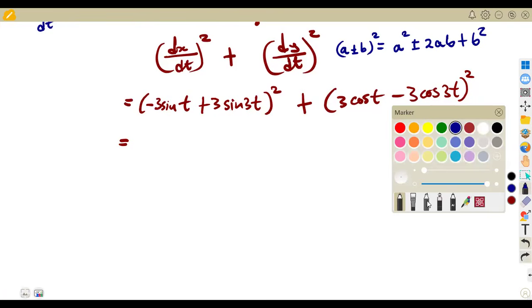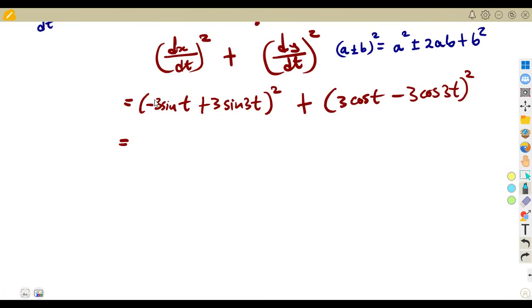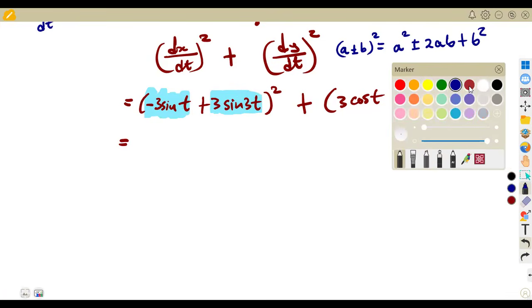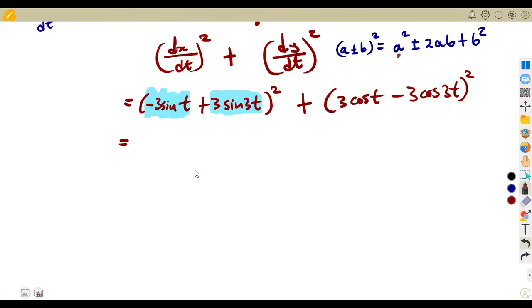So we are having exactly the format that is being presented there. This is what we have as our a, and this is what we have as our b. All right. So the formula is stating that if it is a plus like this, we're going to have a squared, which is we square this. All right. So if we square minus 3 sine t like this, squared.